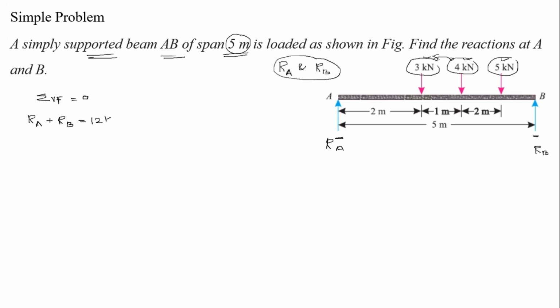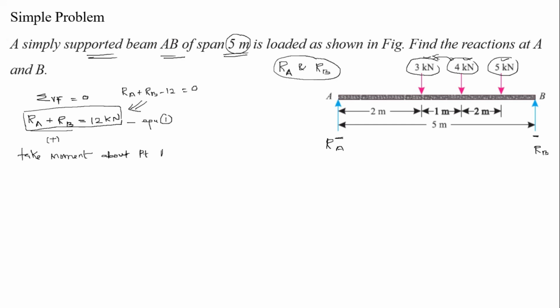So 12 kilonewton. RA and RB are acting upward, that's why I am taking them positive, and this is negative. So RA plus RB minus 12 is equal to 0. Rearranging this equation, finally we get RA plus RB equal to 12 kilonewton. This is equation 1. Now take moment about any point. For example, I am going to take moment about point A.